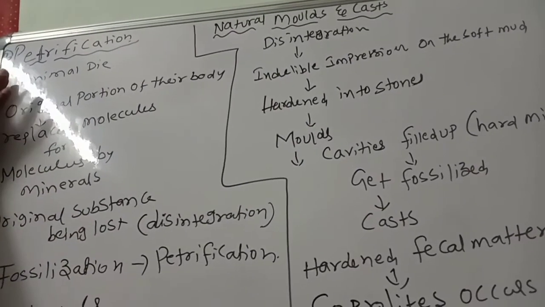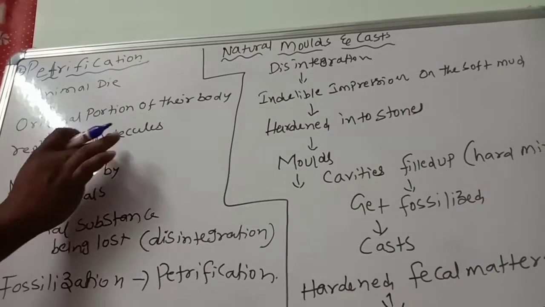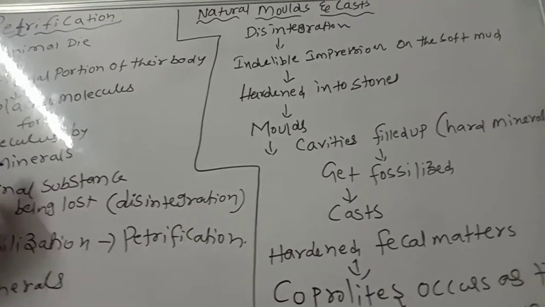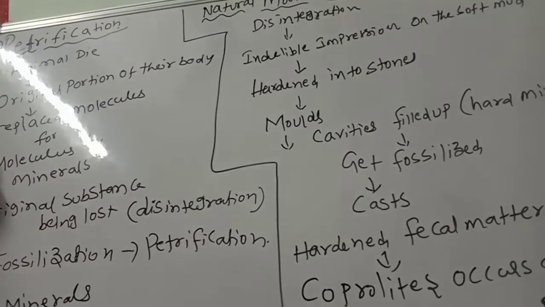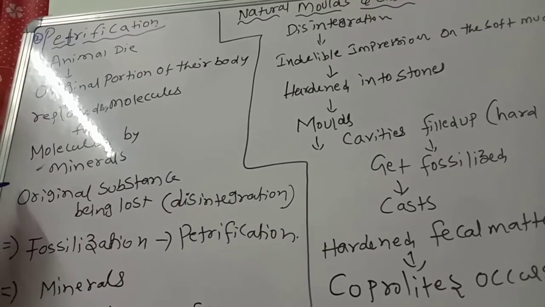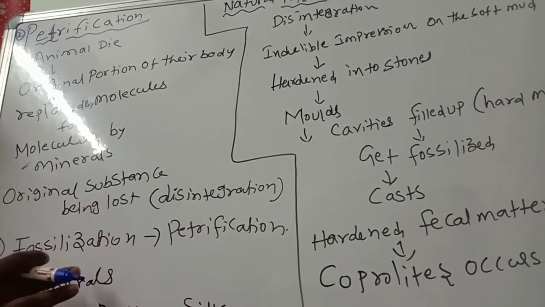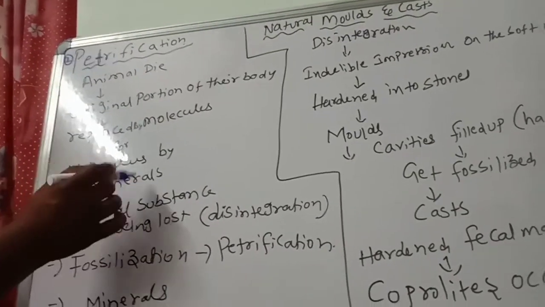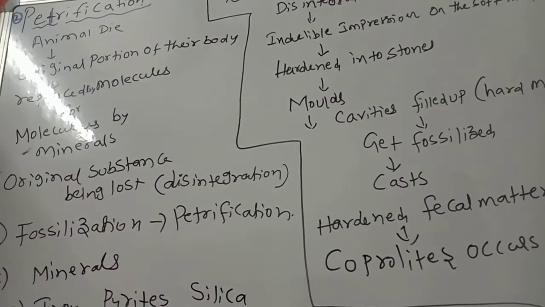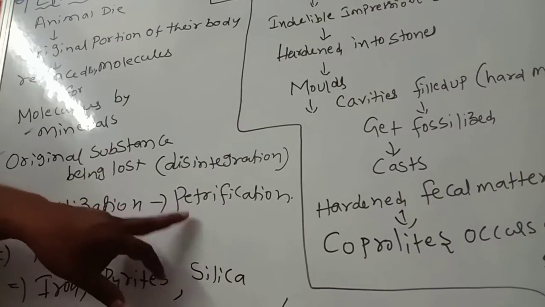Observe very carefully. When the animal dies, the original portion of its body is replaced by molecules, by minerals, and the organic substances are lost or disintegrate. Then these minerals will be present in exactly the same form as the original portion. That process is called fossilization or petrification.